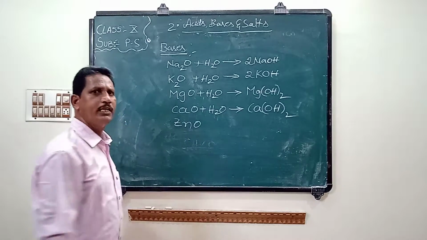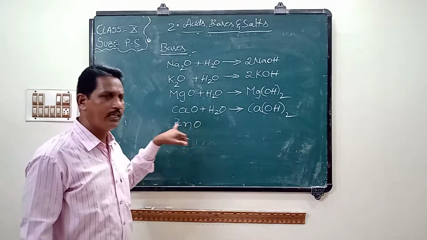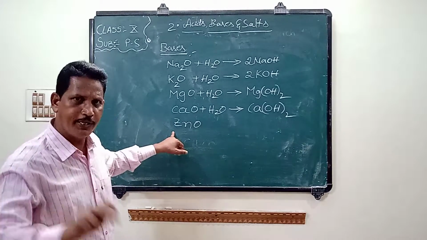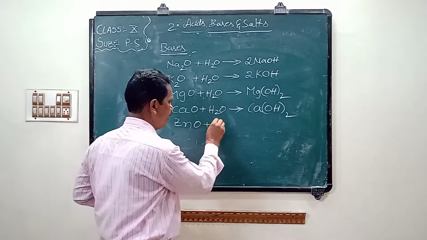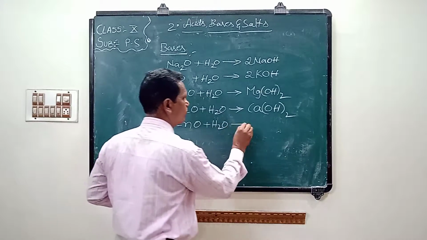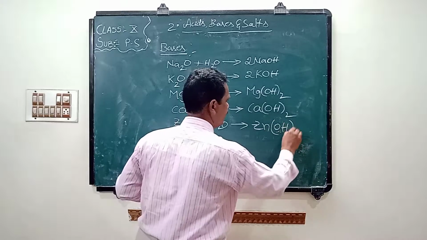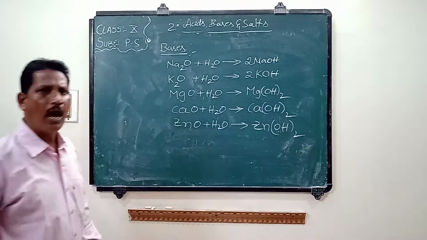Here Zn is zinc. It is a metal. It reacts with oxygen to form a metal oxide. So ZnO is a metal oxide. It is dissolved in water, H2O, to form Zn(OH)2, zinc hydroxide.